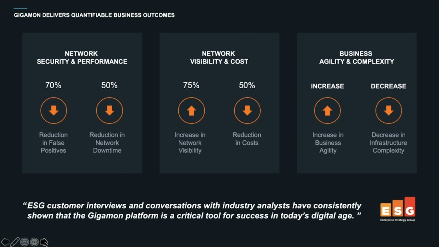So here's a few. In terms of networking security and performance, they've observed a reduction of 70% in the number of false positives that people are trying to chase down on the network. They've identified a 50% reduction in network downtime. A lot of that comes from downtime while you need to upgrade tools and things like that. So if you can use our inline bypass capability, then you can take those tools out of the network, do the upgrade, and then bring them back on the network without losing any operational time.